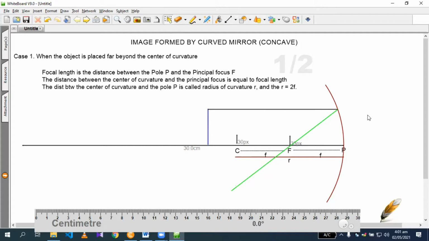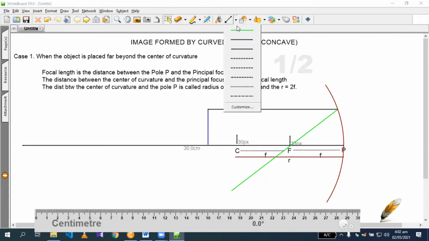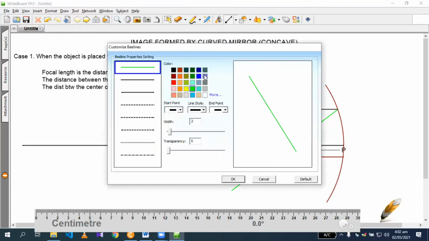Okay, that's the first one. The next one is this. You have another ray coming from the same object. This one is still coming from the object. And let's customize this a bit.